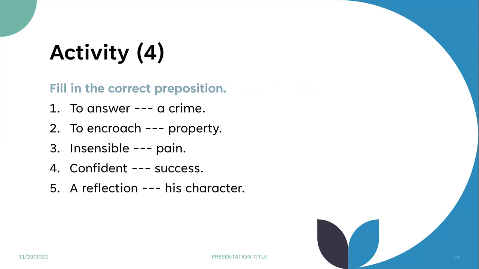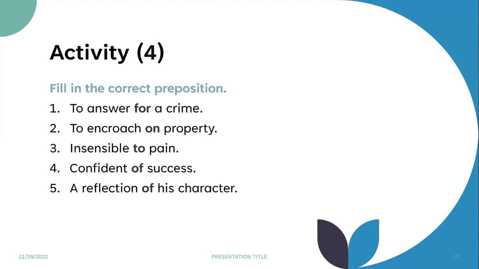So I think this is our last activity. Fill in the correct preposition. So we have to answer dash a crime, to encroach dash property, insensible dash pain, confident dash success, a reflection dash his character. And so for the answers, we have to answer for a crime, to encroach on property, insensible to pain, confident of success, a reflection of his character.